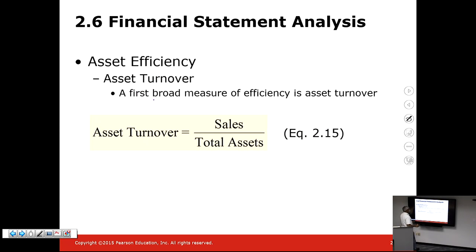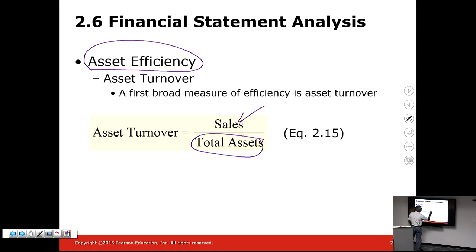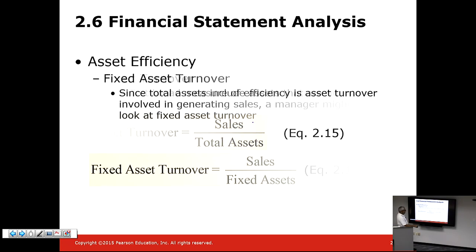Then the next class of ratios we have are called asset efficiency. In these ratios, what we are trying to measure is to what extent we are effective in our utilization of assets. We don't invest in assets as a company just for the sake of investing, just for the sake of vanity. We invest in assets to drive sales, to generate income. So to what extent am I successful in that? So what is my asset turnover? How quickly am I converting my assets into sales, into revenue?